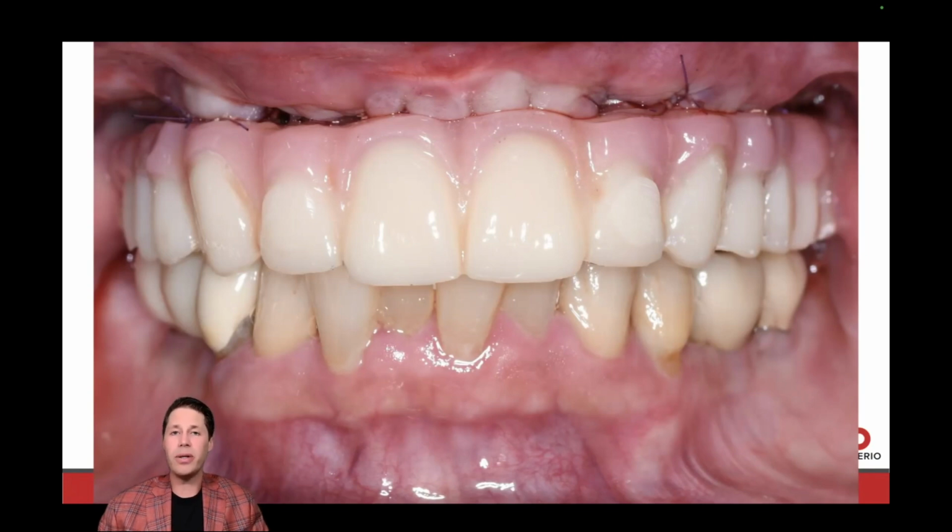As an interesting side note, this is a 3D printed hybrid restoration that is done with the SprintRay printing technologies. More on that to come later, but just understand that's my preferred treatment modality when it comes to delivering interim fixed hybrid prosthetics. You can see here a very nice result that happened from the 3D printing here.